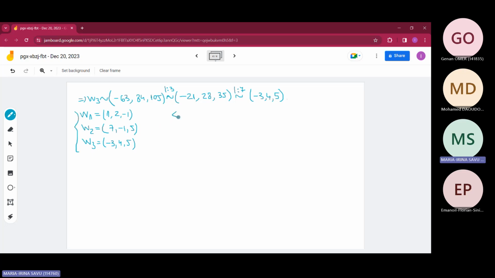Let's check the dot product. So this is 7 minus 2 minus 5, which is 0, great. W1 with W3 now: this is minus 3 plus 8 minus 5, which is 0. That's perfect. And W2 with W3: minus 21 minus 4 plus 25. It's 0 again. So all these conditions are fulfilled and we have these vectors.